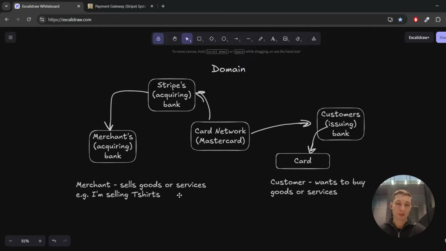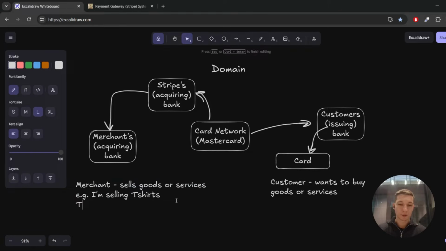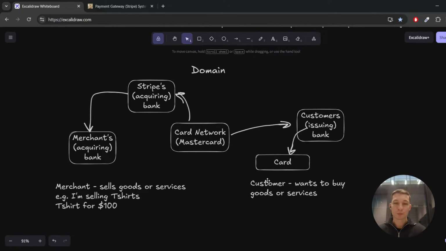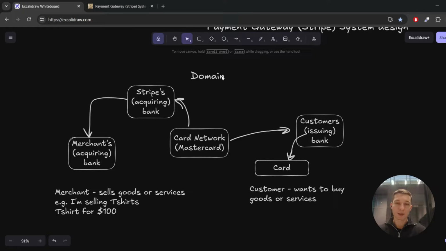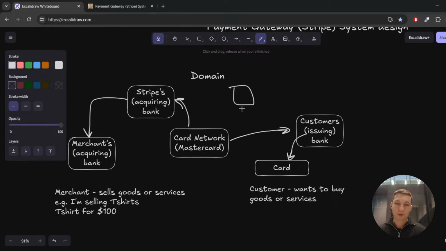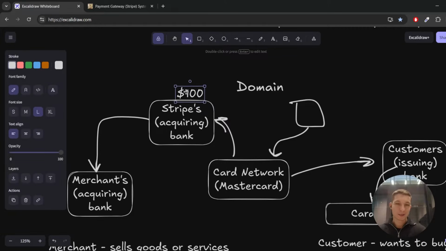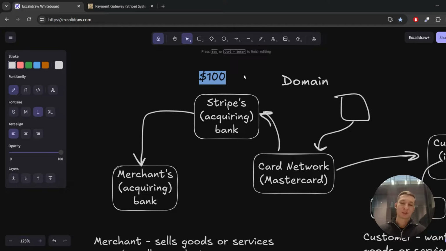I will give you a simple example. So let's say I'm selling a t-shirt for $100. Whenever the customer wants to pay this $100, they enter card details. Stripe initiates the process, so it calls the card network: please move this $100 to my acquiring bank from the customer's issuing bank. Whenever the money is in Stripe's acquiring bank, after some time, Stripe deducts its fee.